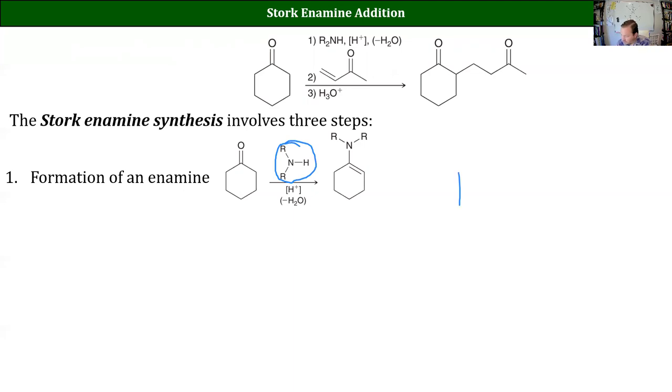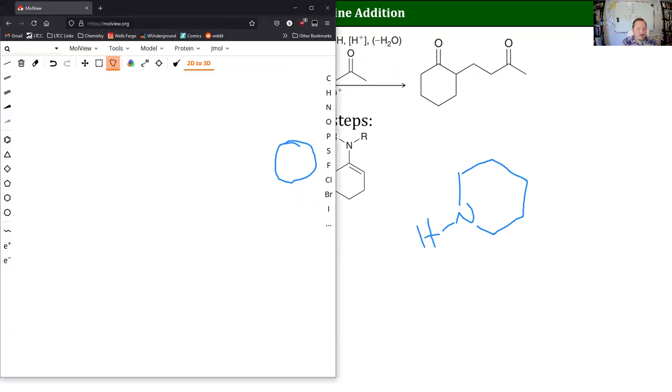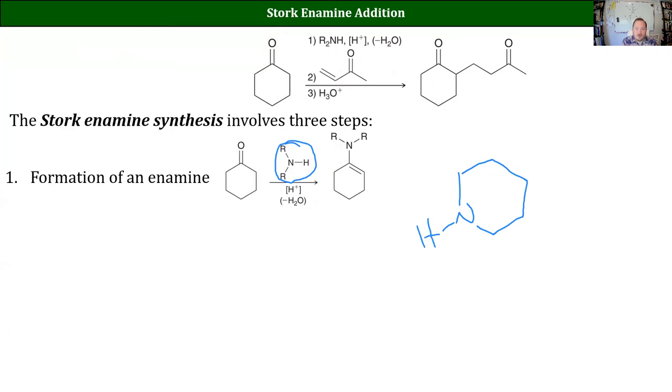It's really common actually to use this molecule as your secondary amine because its R groups are part of the same ring structure. It's a pretty stable molecule, and it's pretty common, easy to find. And the name is escaping me at the moment. Piperidine. Piperidine is a really common molecule used for this because it's also a very stable liquid at room temperature.